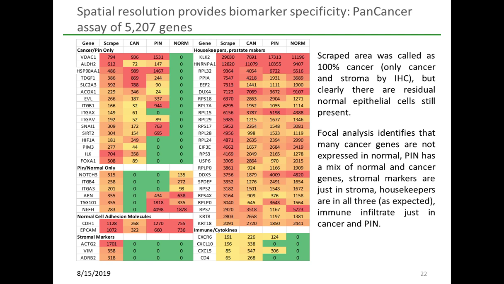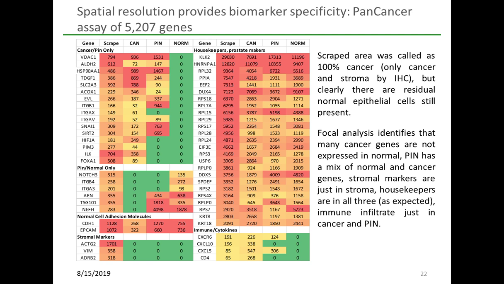And you can go through to look at the PIN and normal. Now you have a set of genes that are expressed in normal, not in cancer, and then a subset are in PIN. Adhesion molecules are expressed in all three. Stromal markers, however, are not expressed in any of them, showing that you have no cross-contamination from stroma. Housekeepers, other types of genes on the upper right, are expressed in all three, as you would expect. But noteworthy, in the lower right, immune markers and cytokines are only expressed in cancer and only a subset of those expressed in PIN, nothing in the normal tissue.